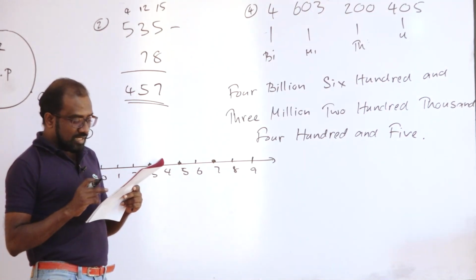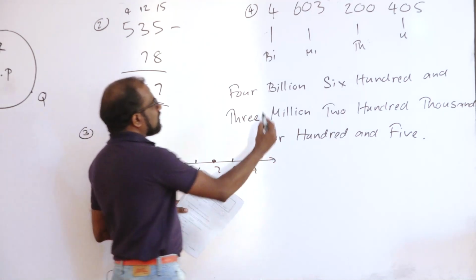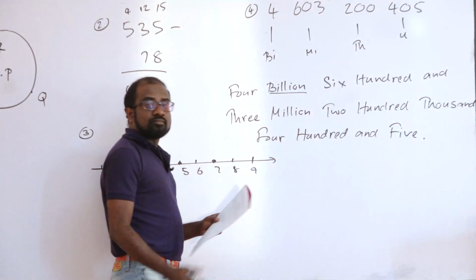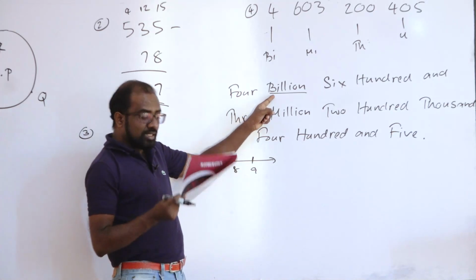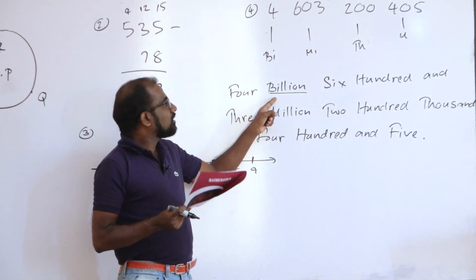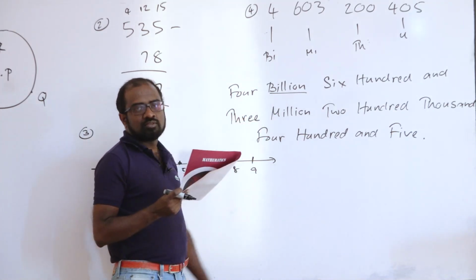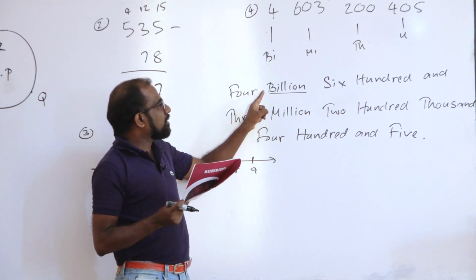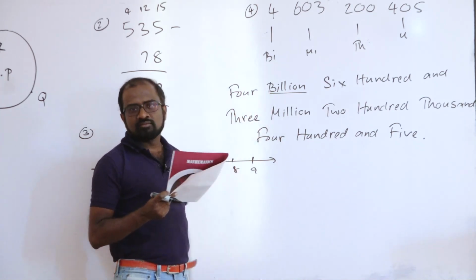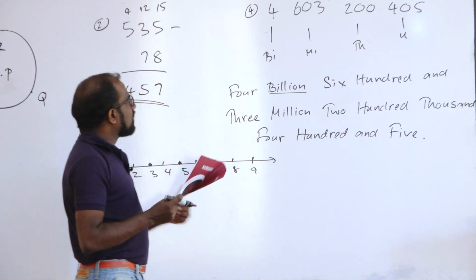Not billion, he has written million. Where billion should be written, he wrote million. All the others are right. The children were very lazy; they only have to change million to billion. Okay, so somehow this is the answer.